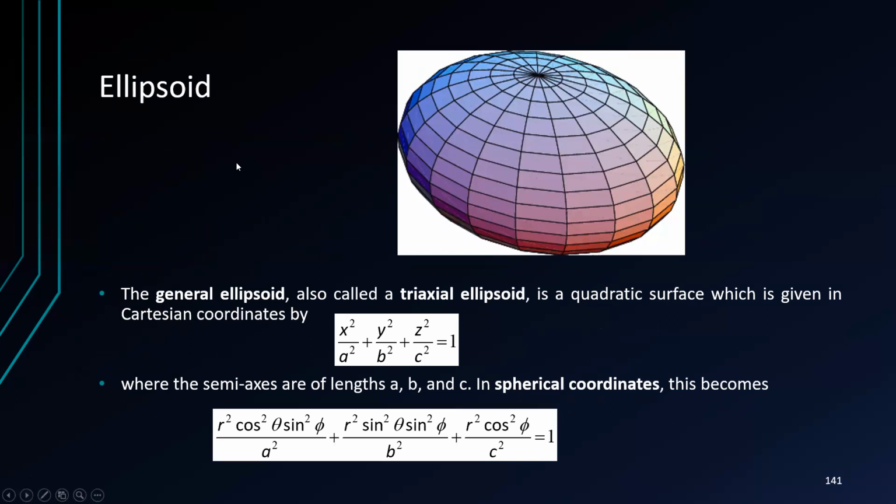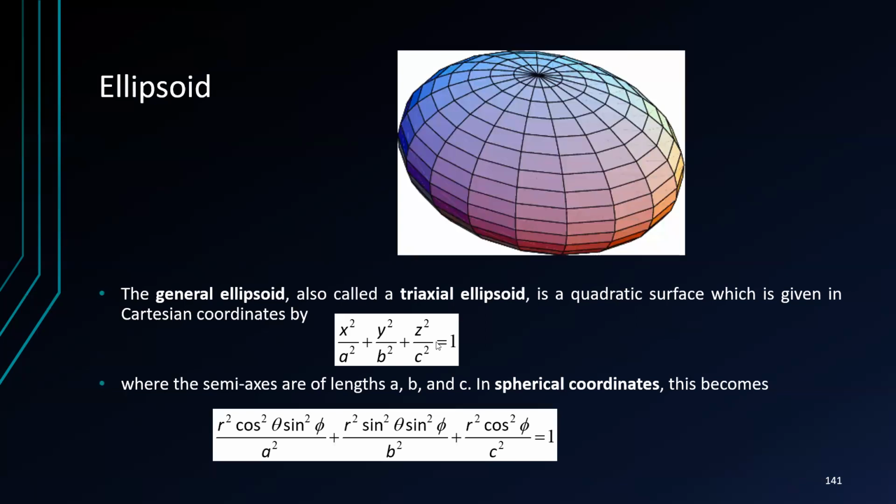Ellipsoid. The general ellipsoid, also called a triaxial ellipsoid, is a quartic surface which is given in Cartesian coordinates by x²/a² + y²/b² + z²/c² = 1, where a is not equal to b, a is not equal to c, and the semi-axis lengths are a, b, and c. In spherical coordinates, this becomes r² cos²θ sin²φ/a² + r² sin²θ sin²φ/b² + r² cos²φ/c² = 1.